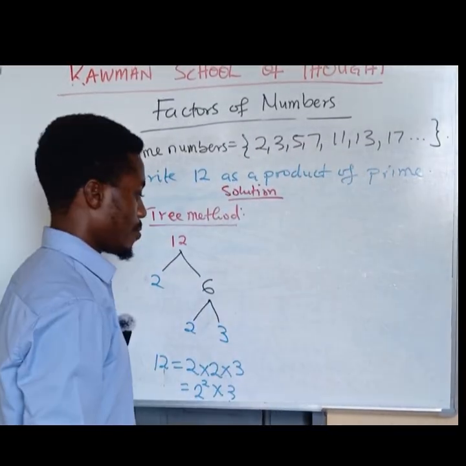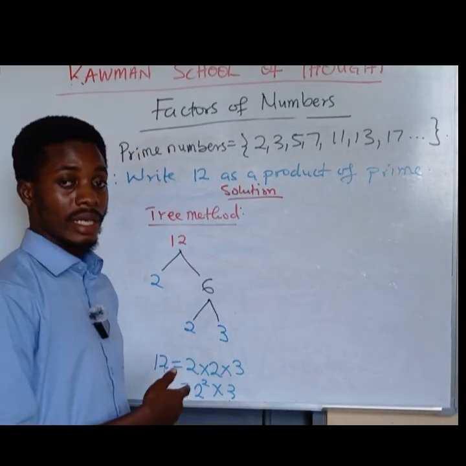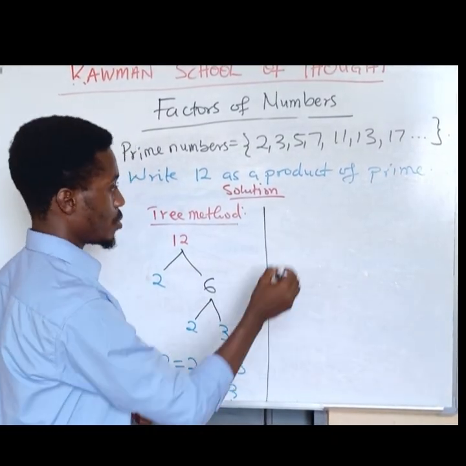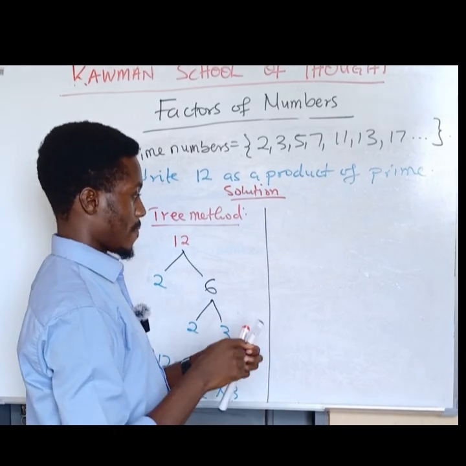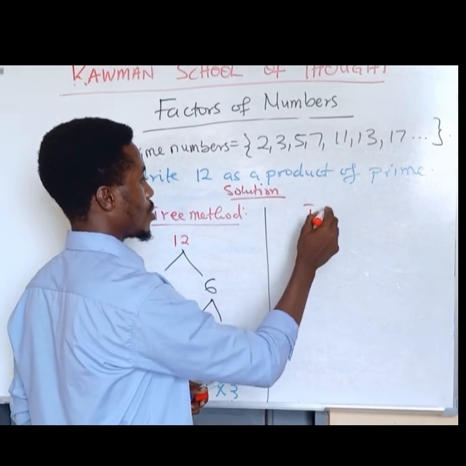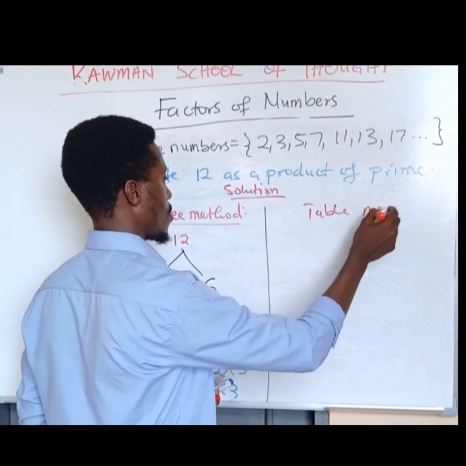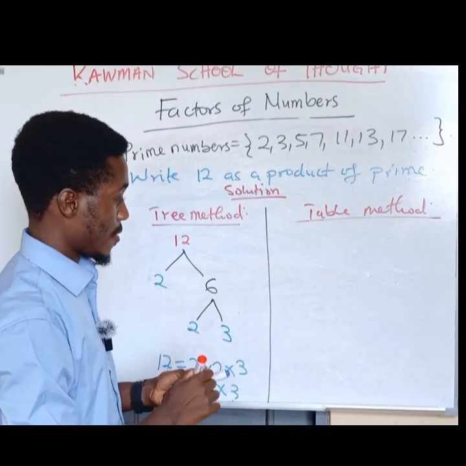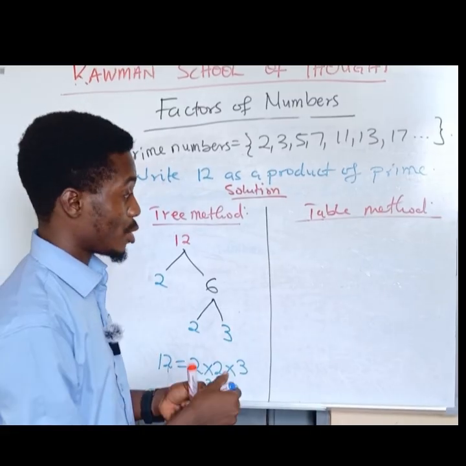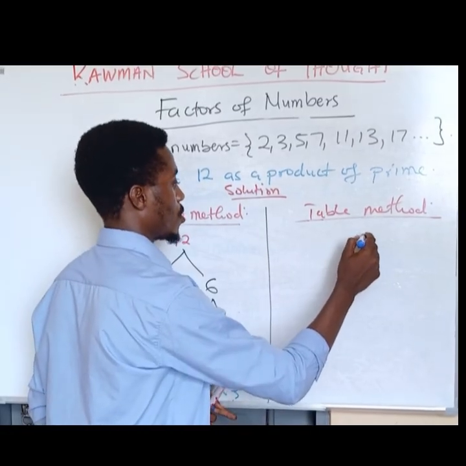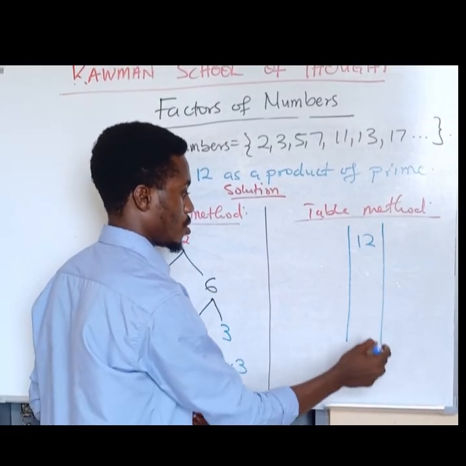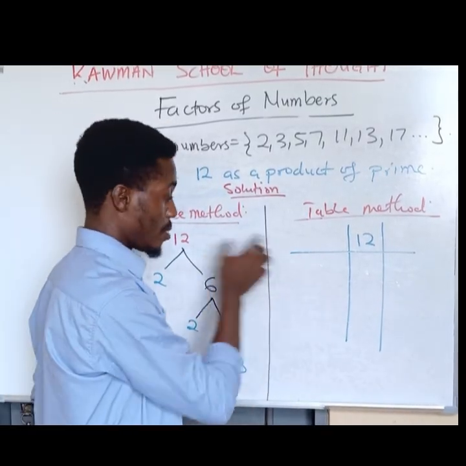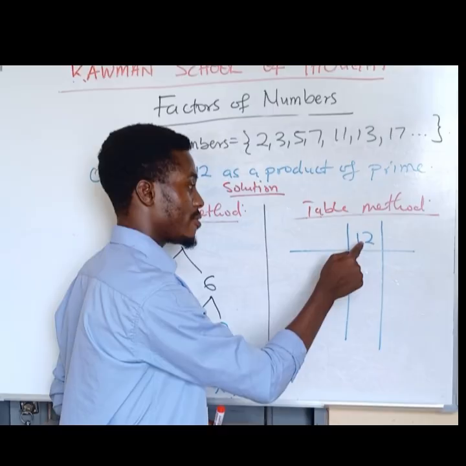Now this same problem, we are going to use the table method to solve it. So this is the tree method, and I'm going to use the table method. Now with the table method, like the name suggests, you're going to use a table. So write a 12, and then draw these columns around it. We start the same process, the same questions. What prime number divides this 12?